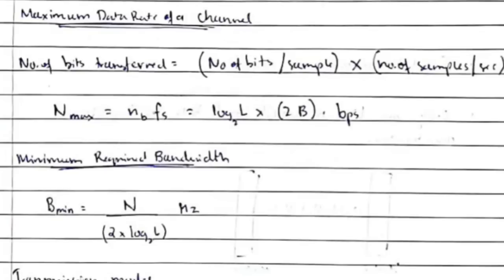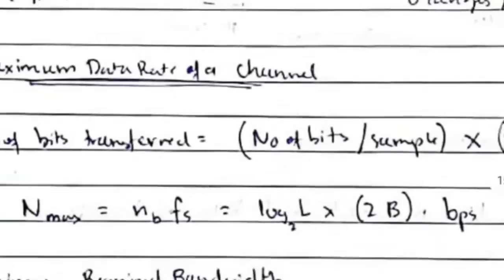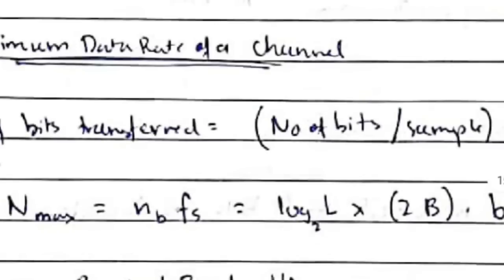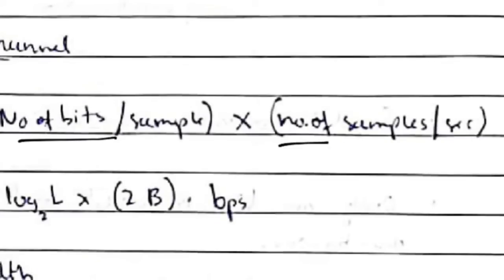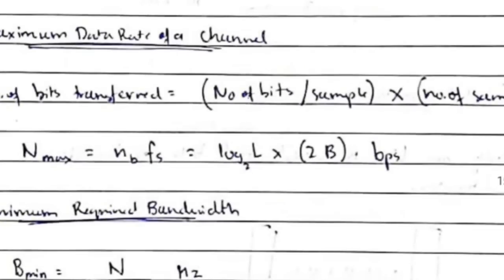The formula for the maximum data rate of a channel is calculated as follows. What is the maximum data rate? It means how much data can be transferred at most. The number of bits transferred is equal to the number of bits per sample into the number of samples per second. When we multiply it, we'll get the total number of bits transmitted per second. The number of samples per second is Fs.